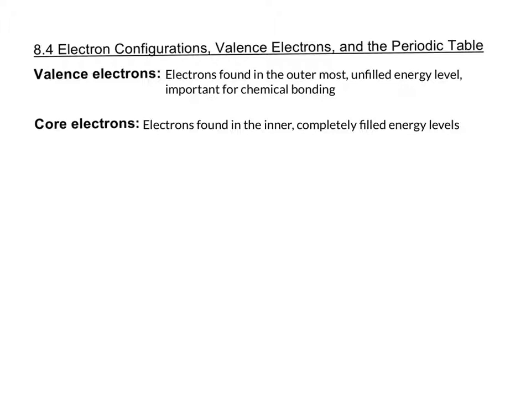So just as an example, here we have the electron configuration for silicon, and you can see that the 1 and the 2 energy level are completely full. So those comprise our core electrons, and then in the third energy level we only have 2 electrons in the 3p, so all of the 3s and the 3p electrons would be considered valence electrons.